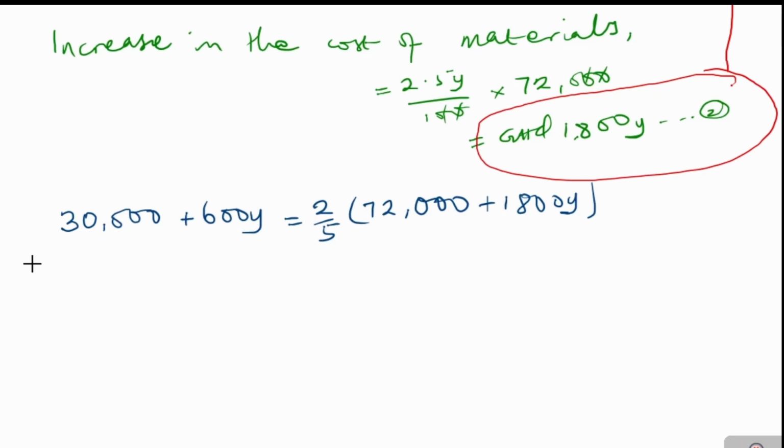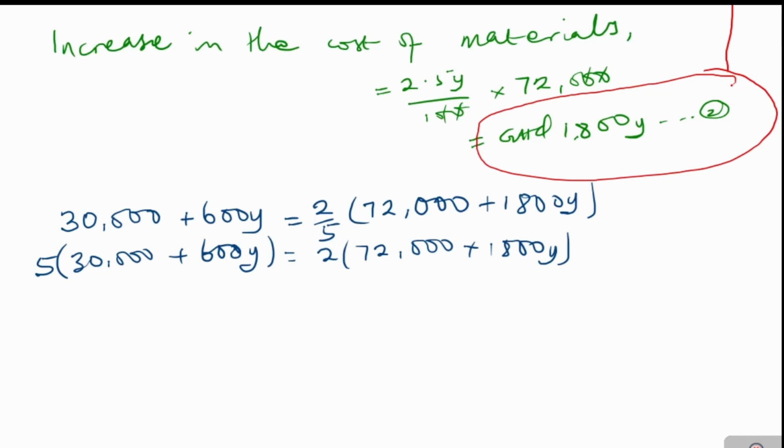Right. So we have it there just as I demonstrated earlier with the diagram. The new cost of labor is the actual cost of labor 30,000 plus the increase in labor, which is 600y. And the question said that is equal to 2/5. That means 2/5 of multiplication, so times the new cost of material, which is 72,000, the actual cost of material plus the increase in material 1,800y, and multiplying through by 5. You're going to have 5 multiplying the left hand side, then the 2 multiplying the right hand side. That's what we have here.